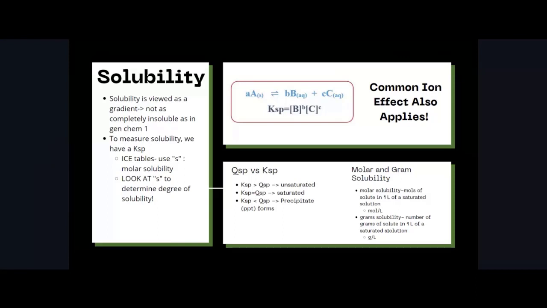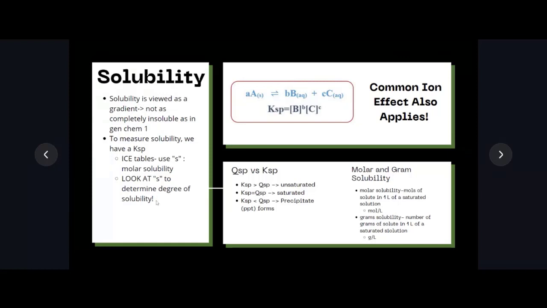And this time, instead of x, sometimes you'll see it as S for solubility. So S is what we call molar solubility here. It's going to be the moles of solute in 1 liter of saturated solution, and this determines the degree of solubility.